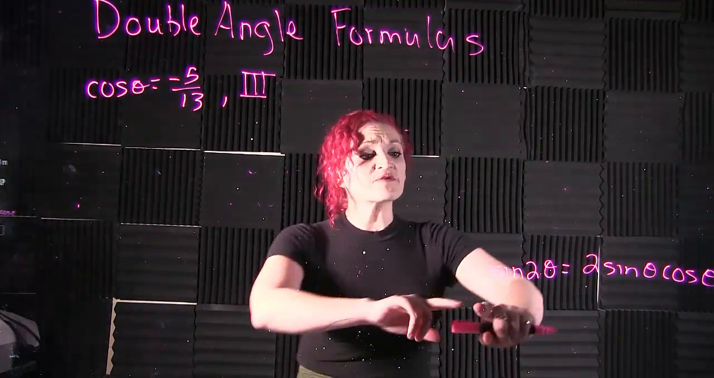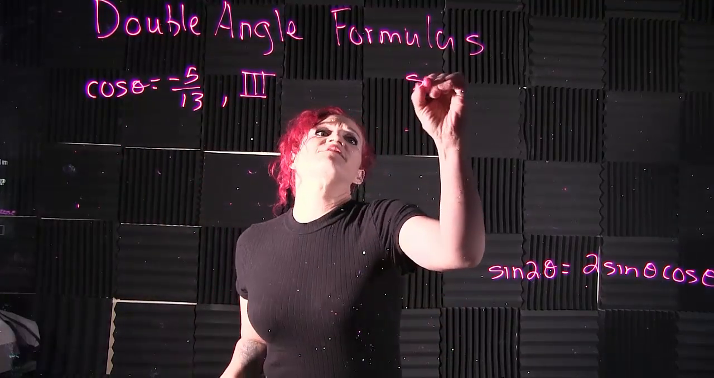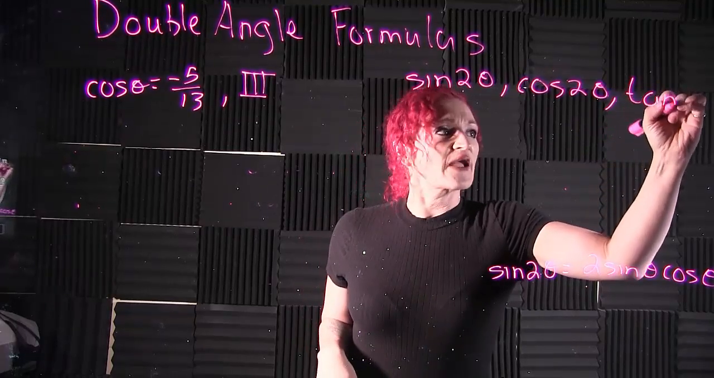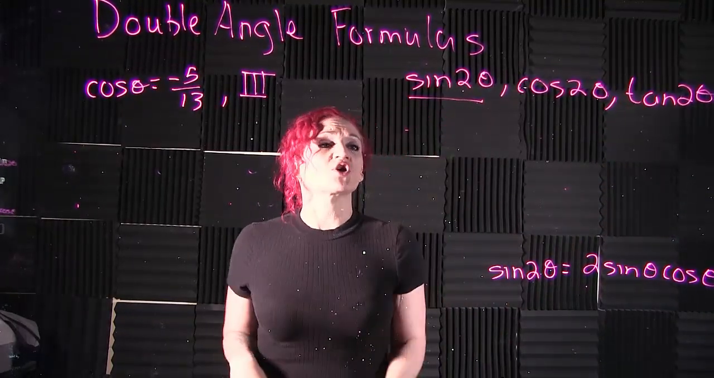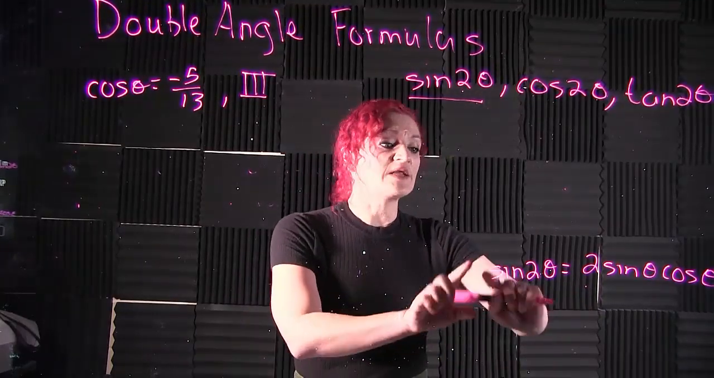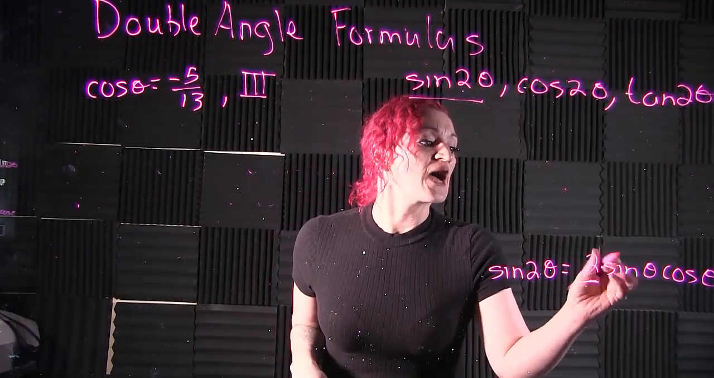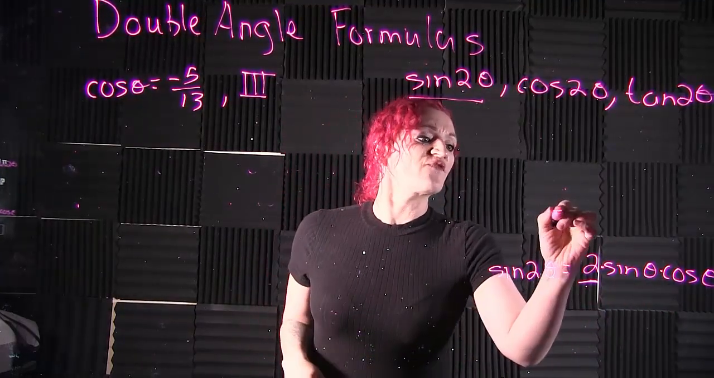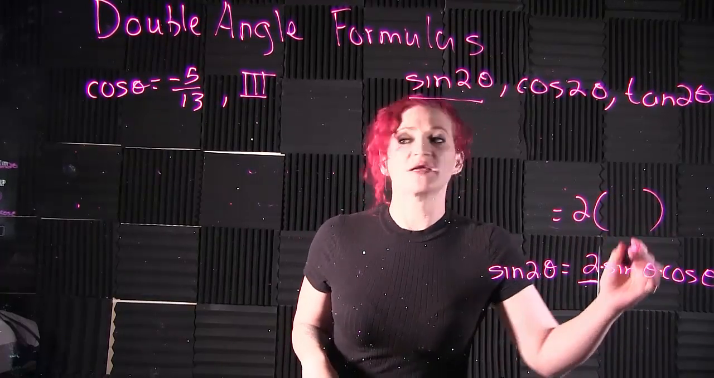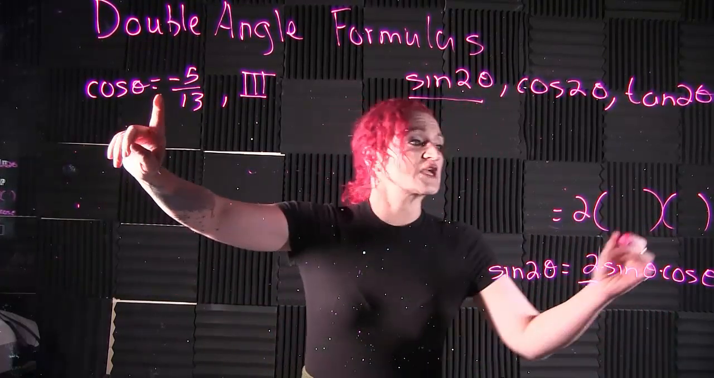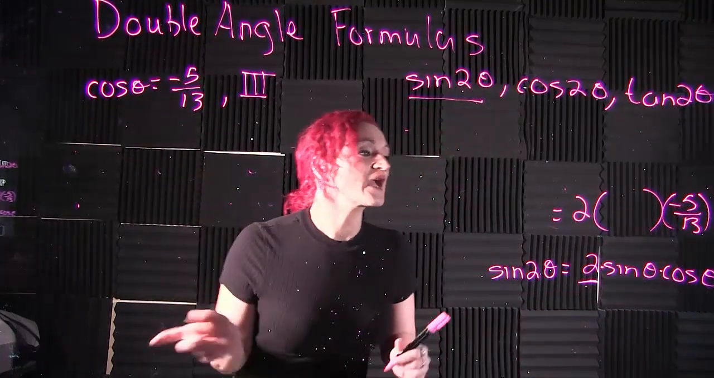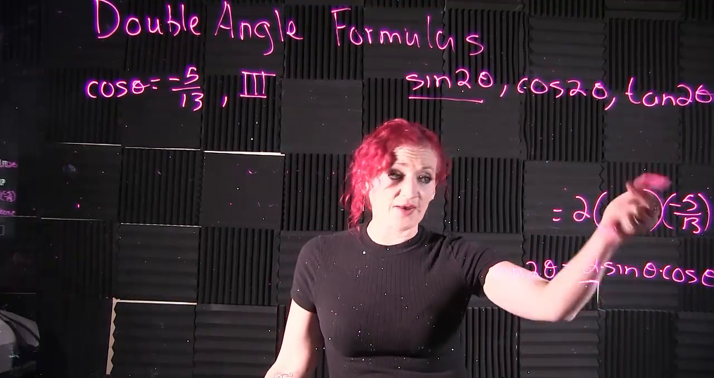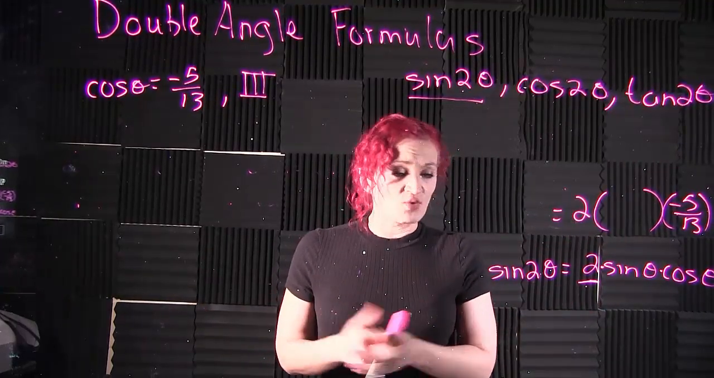So if I want to find sine 2 theta, which I'm about to do here, we're going to find sine 2 theta, we're going to find cosine 2 theta, and then we're going to find tangent of 2 theta. Starting with sine 2 theta first. We need to plug into this formula: 2 times sine theta times cosine theta. Our cosine theta was given to us here. Cosine theta is a negative 5/13. To wrap this problem up, we just need to plug in sine theta and calculate what this is going to equal.